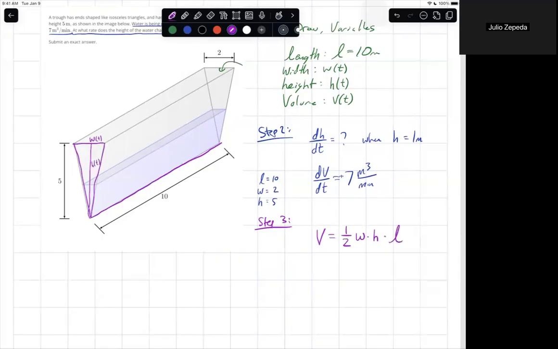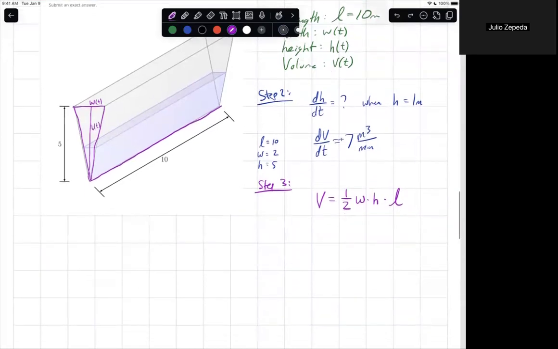Notice that this is very similar to the previous problem. It was the area of the base times the height of the object. In this case, the height is now being called the length, but it's the same idea as before.